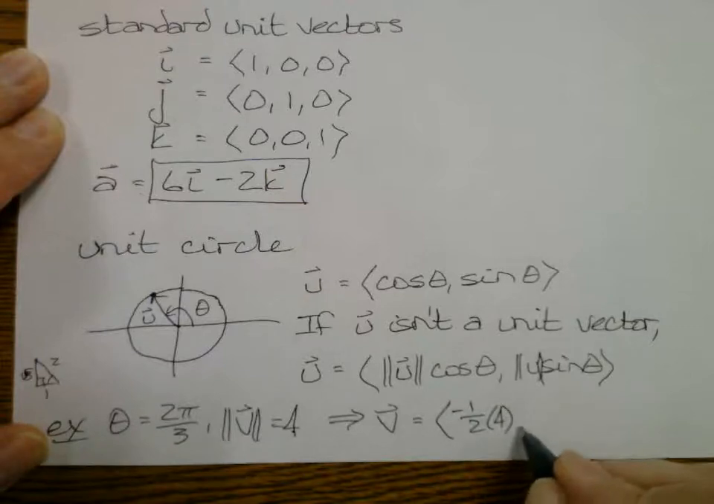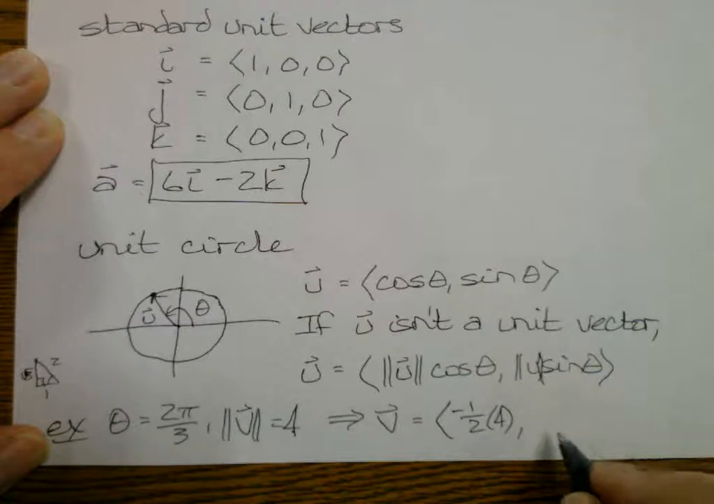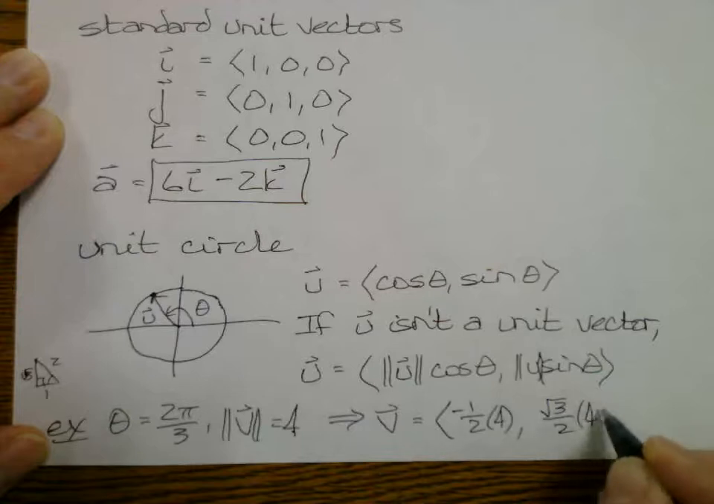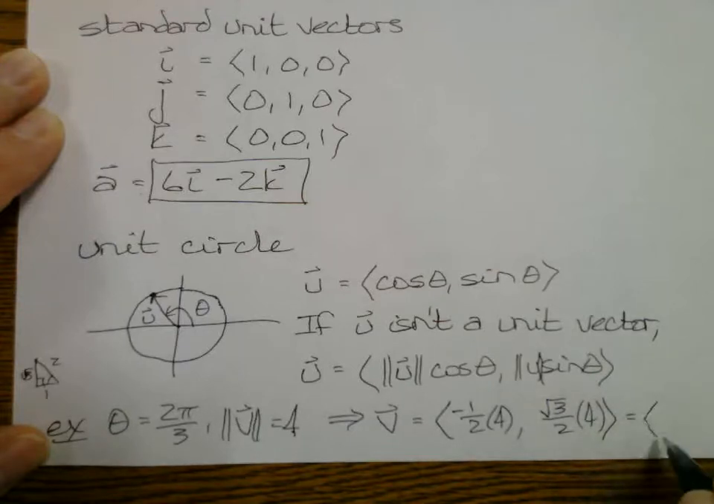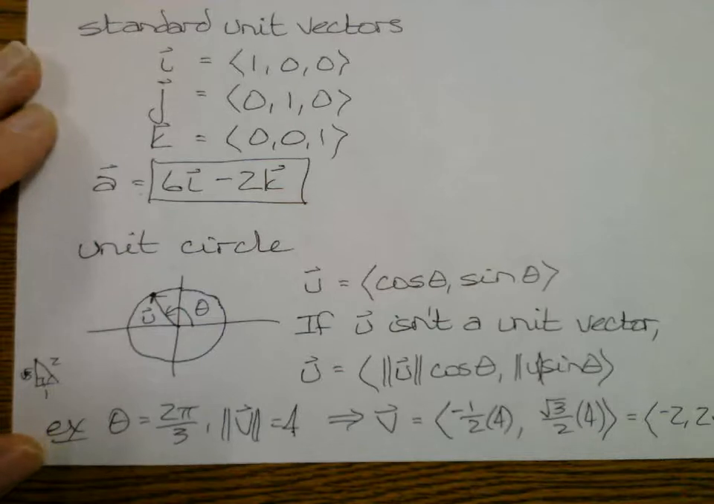And sine of 2 pi over 3 is root 3 over 2 times the magnitude. So we get negative 2 and 2 root 3. Just another way of expressing a vector.